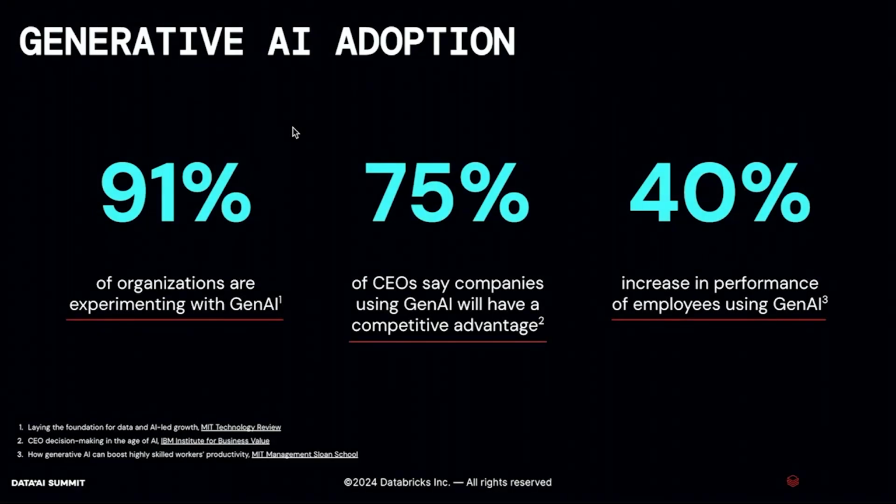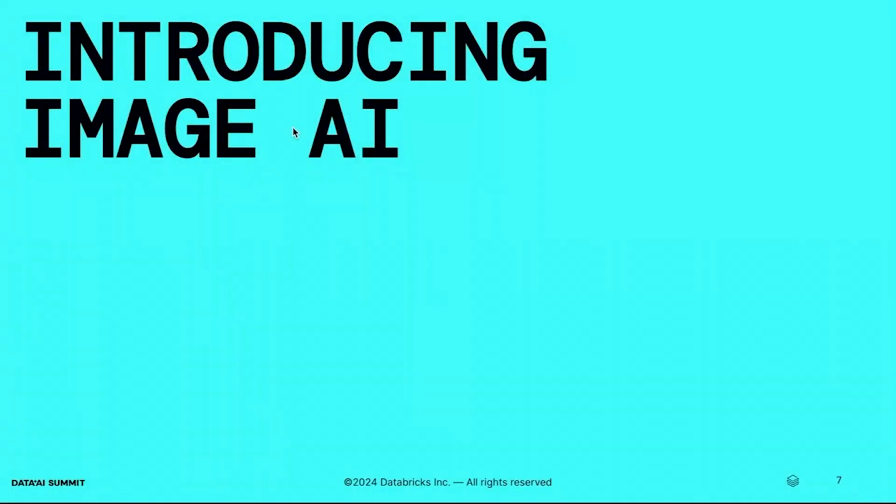And if you look at adoption, MIT data suggests that 91% of organizations are already experimenting with GenAI. 3 out of 4 CEOs today, according to data collected by IBM, already say that they believe that GenAI offers a competitive advantage for their companies. So the opportunity is here, the opportunity is real, and all of us at Databricks want to help you, our customers, leverage AI quickly and effectively for your business. And with this in mind, I'm handing the mic to my colleague Margaret to tell you about ImageAI.